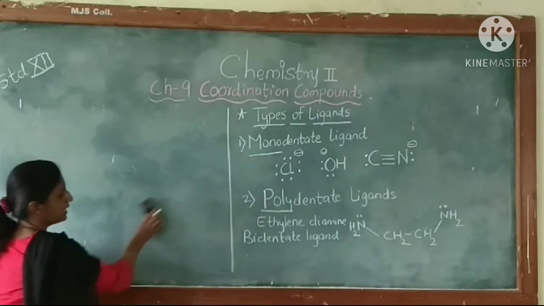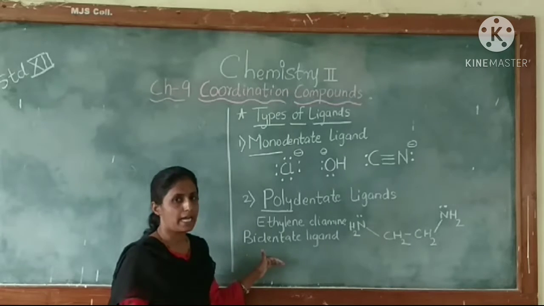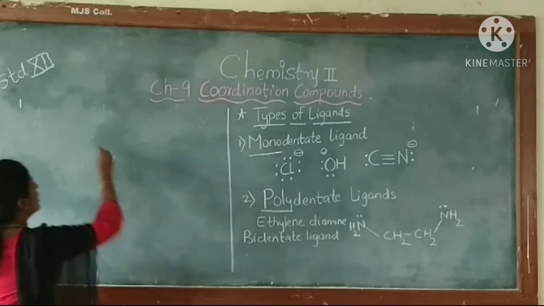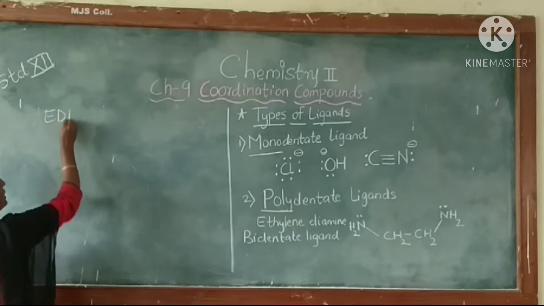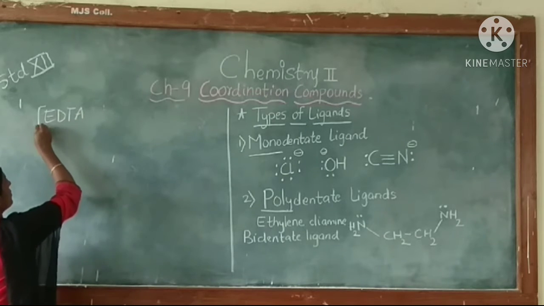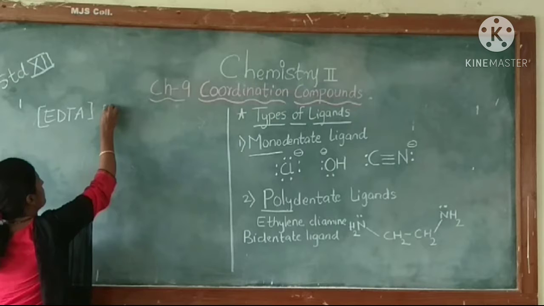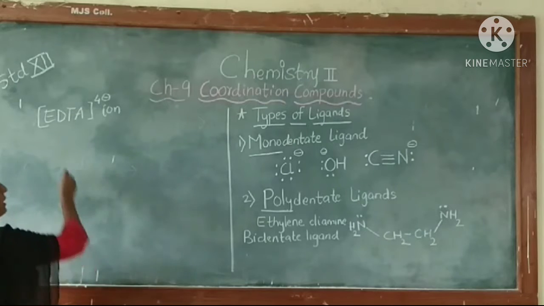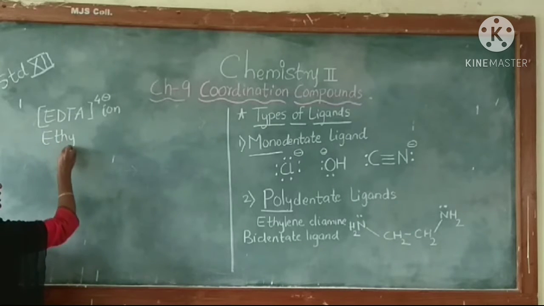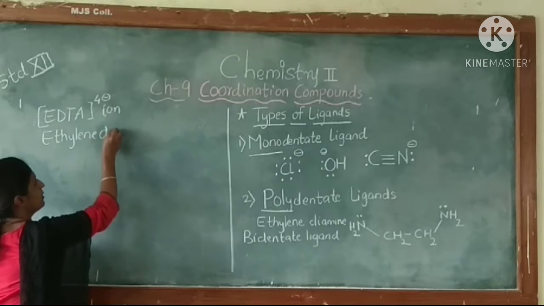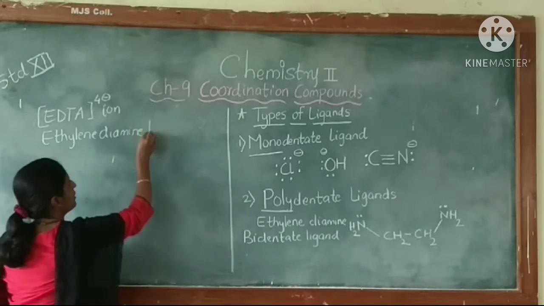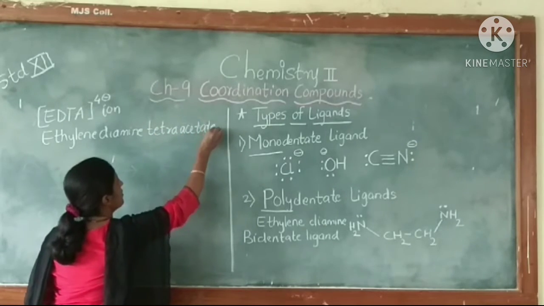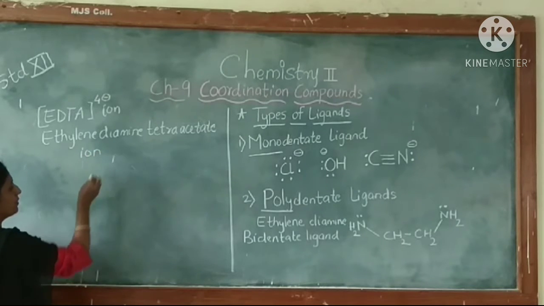One more example of bidentate ligand is the oxalate ion. Oxalate ion is also a bidentate ligand. Now the next example is of EDTA ion. EDTA is a short form of ethylene diamine tetraacetate ion. Okay, so let's see the structure of it.